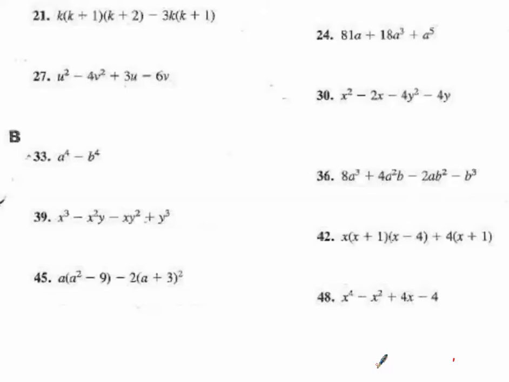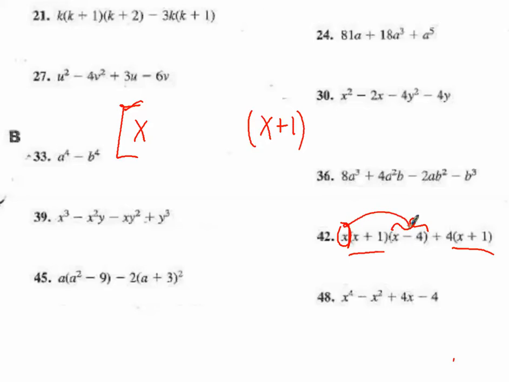Okay, so we have 42. 42 is kind of a cool problem in that you notice you have x plus 1 and x plus 1. So that means, what am I multiplying x plus 1 by? I'm multiplying x plus 1 by this x, right? And I'm also multiplying x plus 1 times this, right? And this piece, this x minus 4, is also being multiplied by this x over here, right?